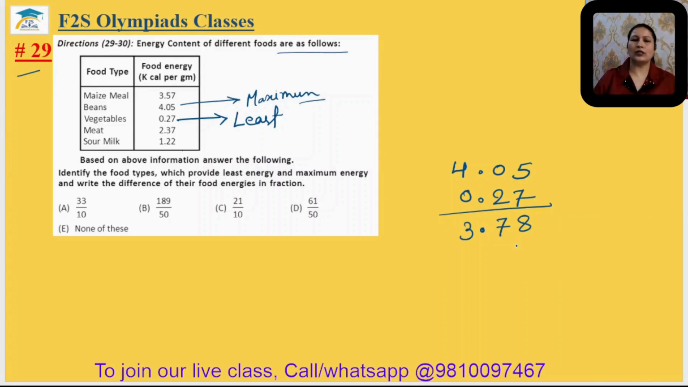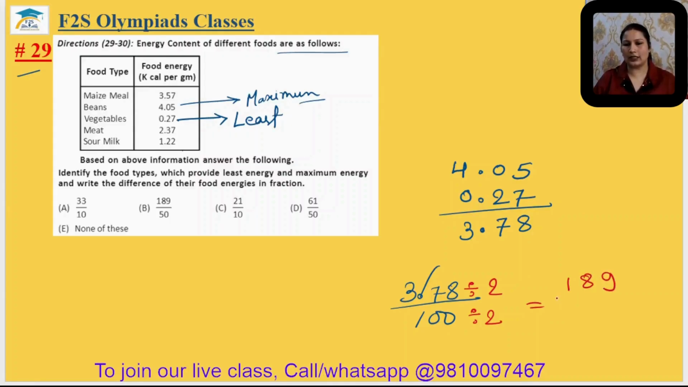7, 3, 3.78. But the answer should be in the fraction. How can we convert it into a fraction? 3.78 upon 100, so the decimal will go away. Now take out the common factor. This is your 2. So 2 1s are 2, 2 8s are 16, 2 9s are 18, 2 50s are 100. Is there any more common factor? No. So B will be the answer. The 29th answer is option B.